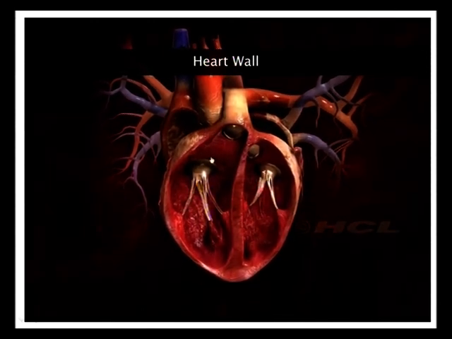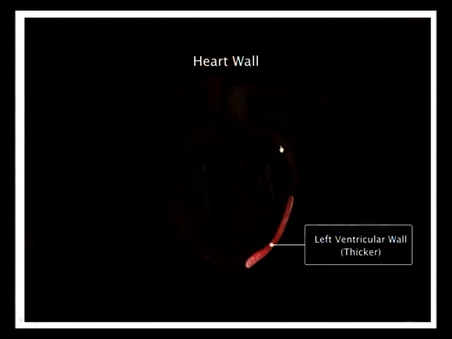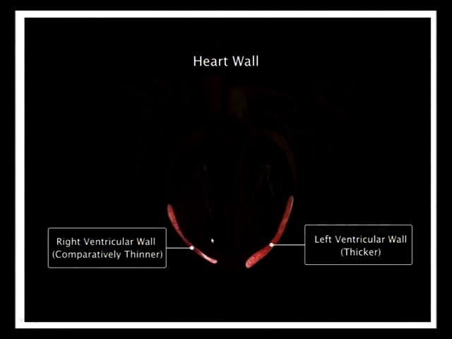So this is about the heart wall, and look here, this is the internal structure of the heart. Here this is the left ventricular wall and this is the right ventricular wall. We can observe that the wall of the left ventricle is thicker than the right ventricle. Why is it? Yes, very good. Because it pumps the oxygenated blood to all parts of the body. Hence, it consists of thicker muscles.